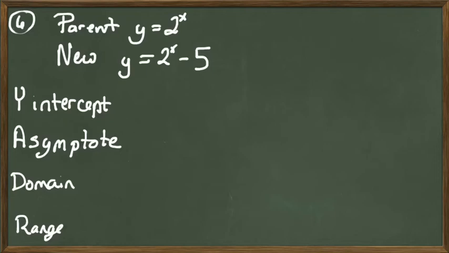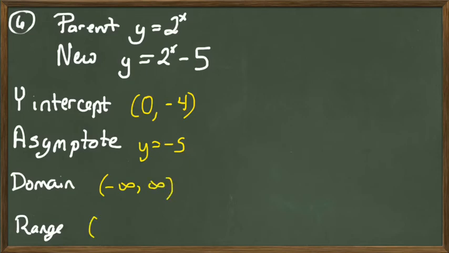Let me have you graph y equals 2 to the x minus 5 and find out what pieces this has. So our y-intercept, the original was 1, and we went down 5, so that means negative 4. Our asymptote is y equals negative 5. And our domain, negative infinity to positive infinity. And range, negative 5 to positive infinity.